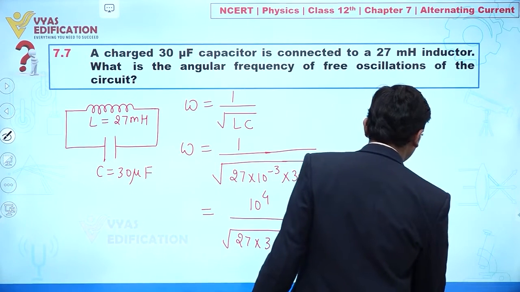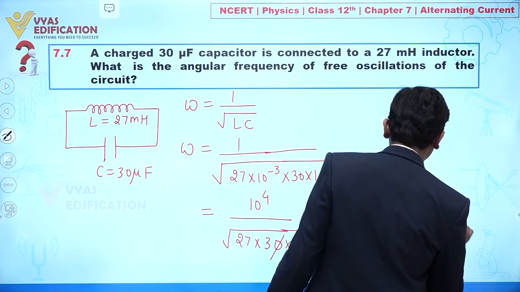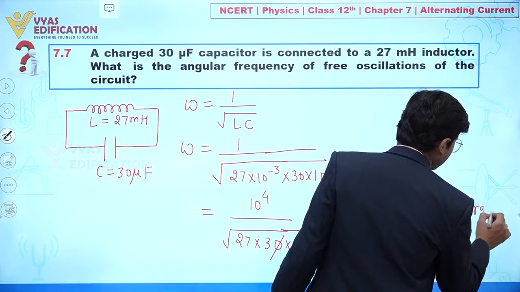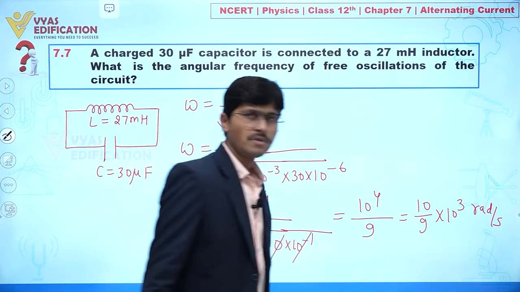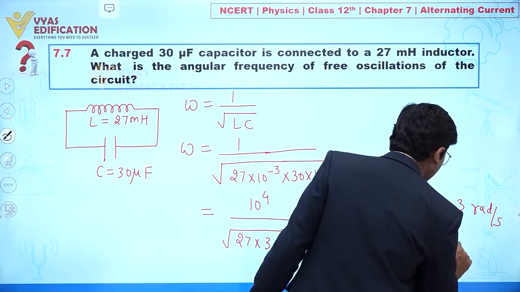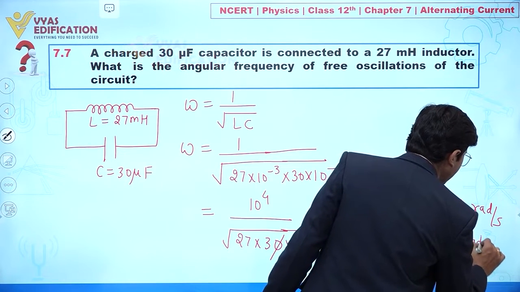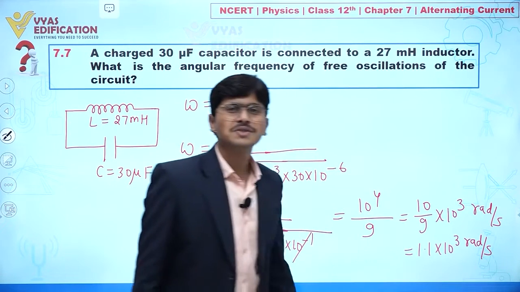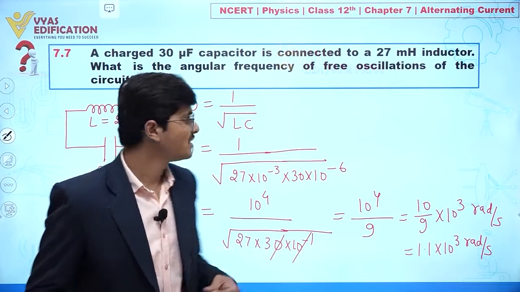So this is equal to 10 divided by 9 into 10 to the power 3, and I can say this is radian per second. Clear? So from here I am saying this is equal to 1.1 into 10 to the power 3 radian per second. Clear? So this is all about this question.